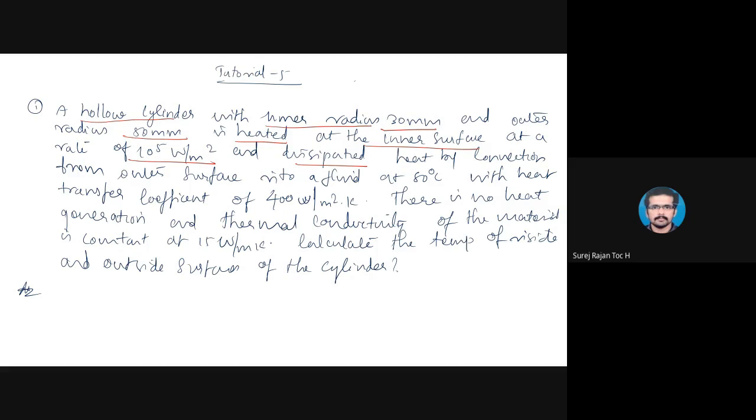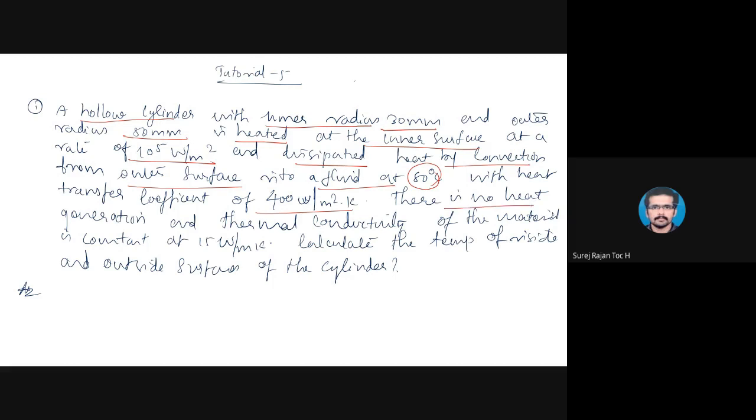Okay, so heat is by convection from the outer surface into a fluid that is at a temperature of 80 degrees Celsius. So the surrounding fluid over that particular hollow cylinder has a temperature of 80 degrees Celsius. The heat transfer coefficient is given because the convection is taking place from the outer surface of the hollow cylinder to the surrounding fluid. So the heat transfer coefficient is very important, and it is given as 400 watt per meter square Kelvin.